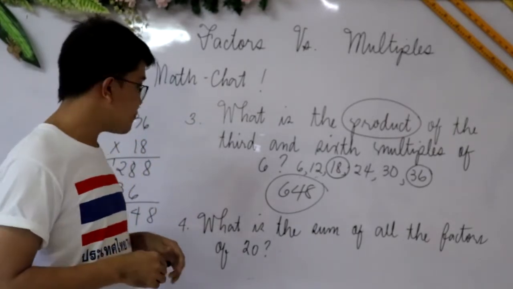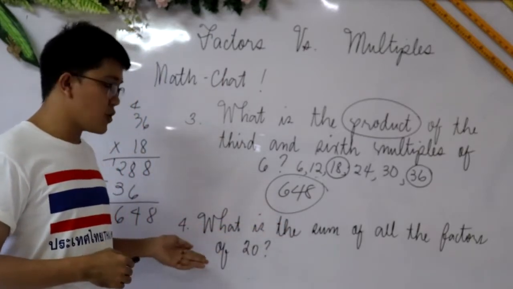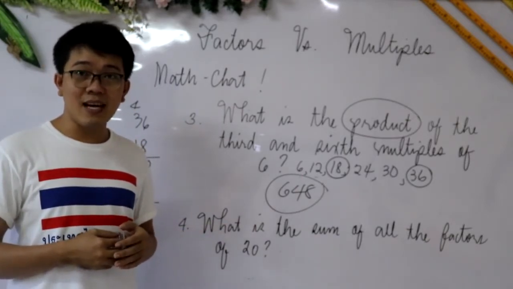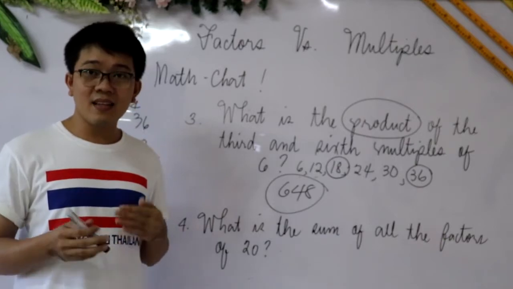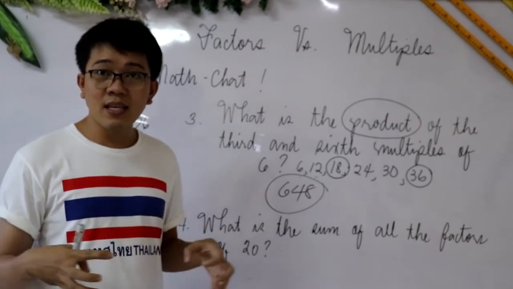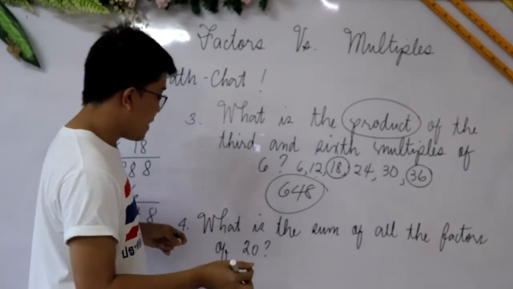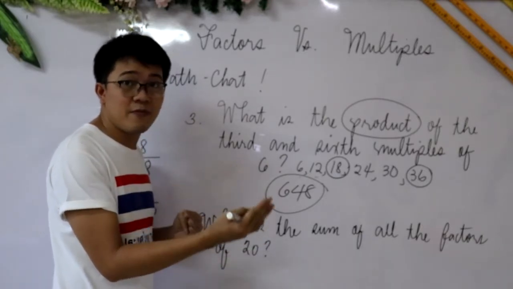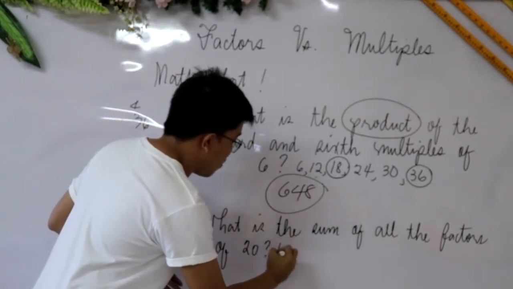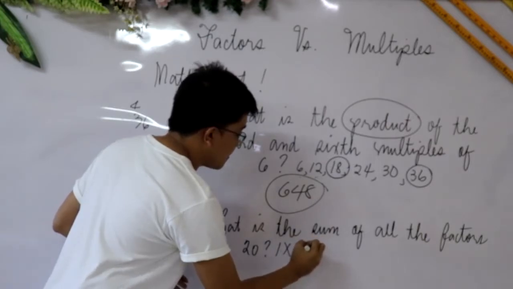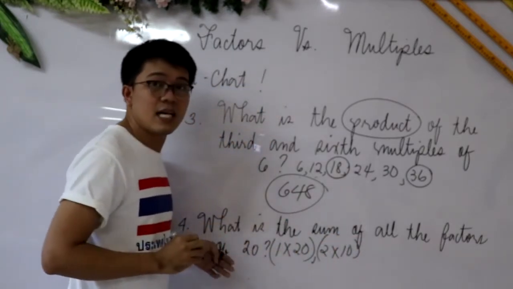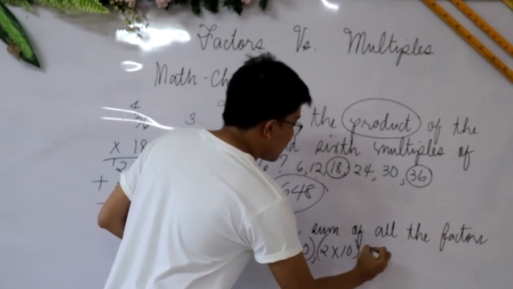Question number 4. What is the sum of all the factors of 20? To answer this question, let us first list down all the factors of 20 and then get the sum. Sum is obtained by adding all the numbers. Let's begin. What is the first factor of 20? Let's get first the factor pairs. We have 20 times 1, or 1 times 20. What else? Correct. 2 times 10. Aside from that, definitely it's 4 times 5.